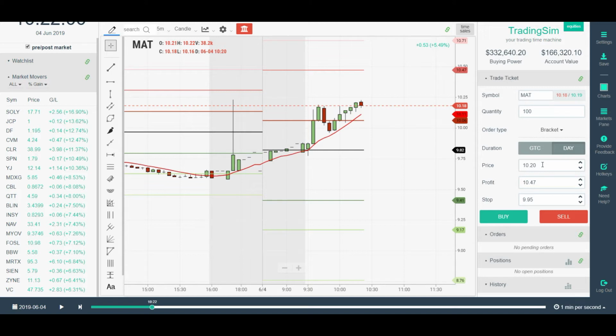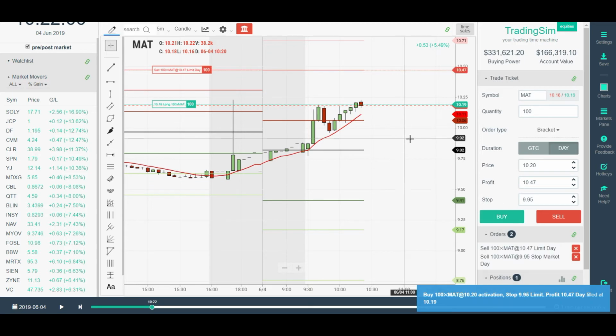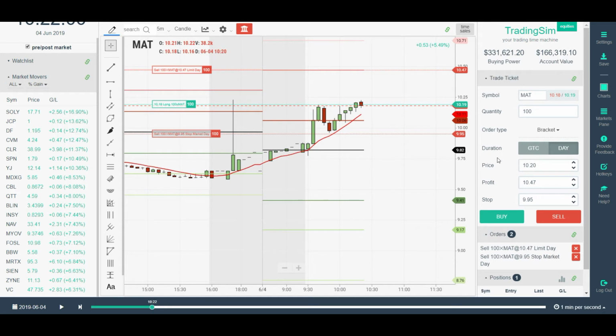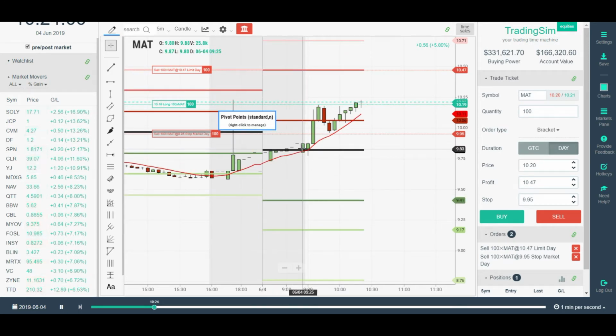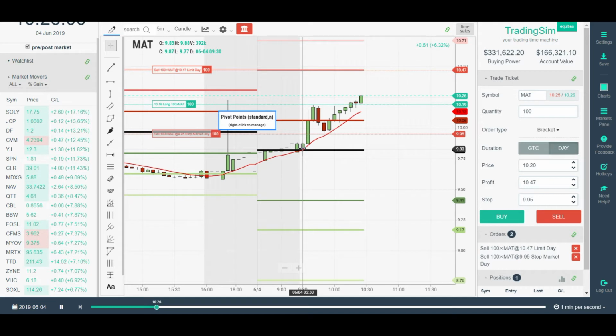So here we go again, 1020 for entry, 1047 for the profit, 995 for the stop. You'll see the order immediately fills because we are beneath that order of 1020 at 1019. We'll hit play here in the 1 minute to speed things up so we can illustrate this example quickly.